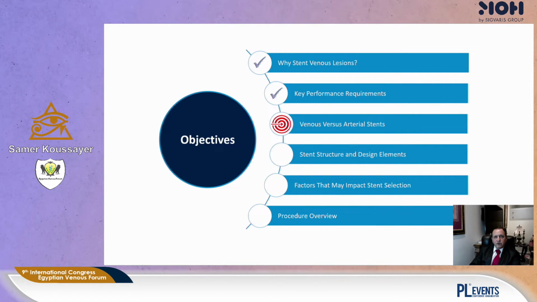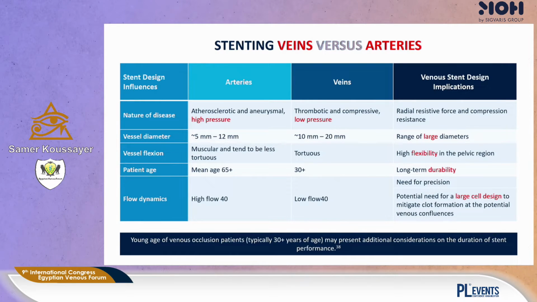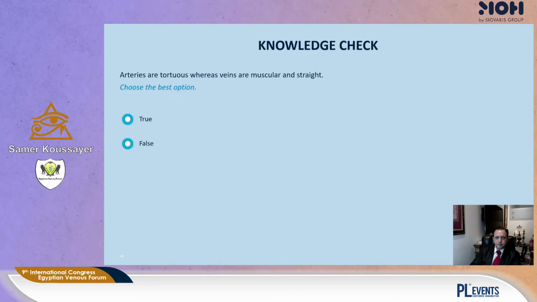We go to the third part of our presentation, which is the venous stent versus the arterial stent. How is a venous stent different from an arterial stent? So let's ask some questions. Are arteries tortuous while veins are muscular and straight? This is wrong. We said the veins are more tortuous than the arteries.